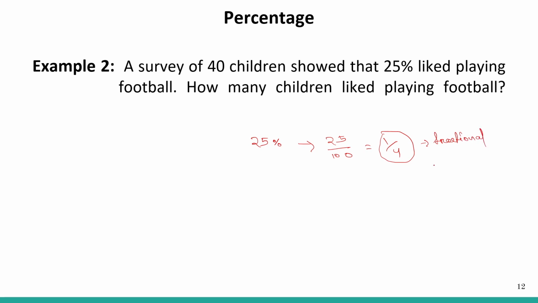So this is the fractional form of 25 percent. So this is 1 by 4 into what? 40. So this will be equal to 10. So 10 is the answer. 1 by 4th of 40 is equal to 10. So 10 children like playing football.